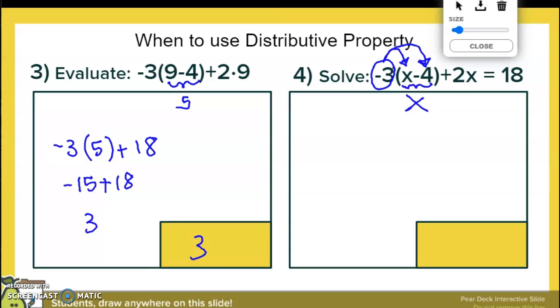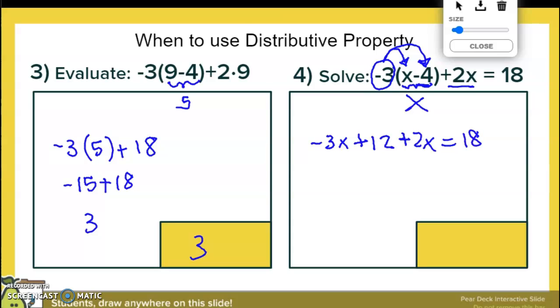So that becomes negative 3 multiplied by x is negative 3x. Negative 3 multiplied by negative 4. Notice that that negative sign belongs to the 4. So you're multiplying negative by negative, so that's going to be positive. 3 times 4 is 12. And then we still have to add 2x, and then that is equal to 18.